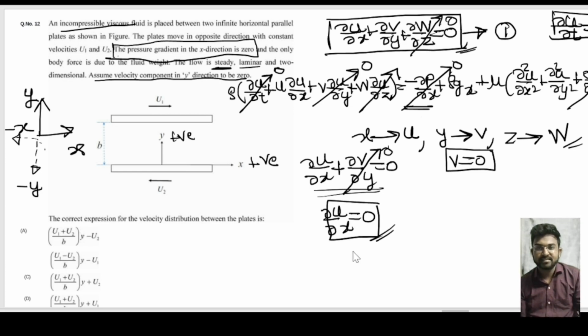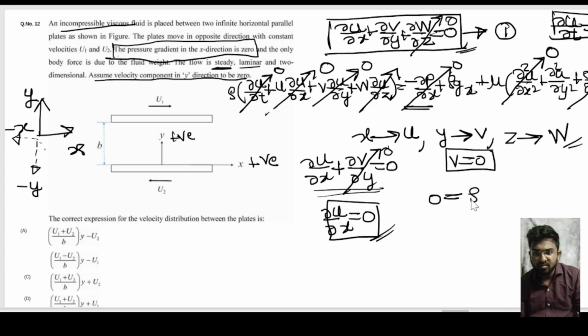That means del u by del x should also be 0. If del u by del x is 0, this term u into 0 will be 0. So this will be 0 and this term will also be 0. So you are left with 0 equal to rho gx plus mu del square u by del y square. Okay, so there is a problem with this term.